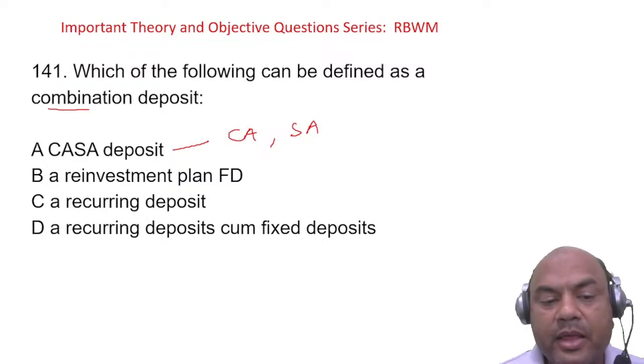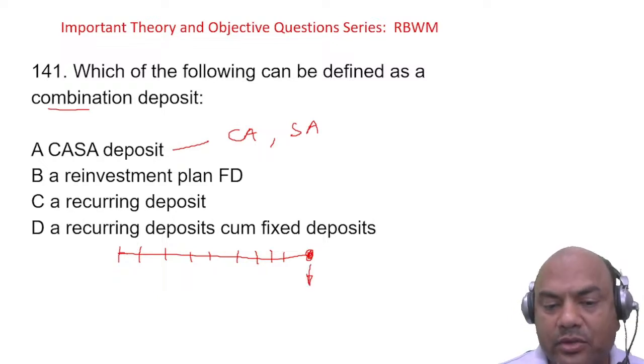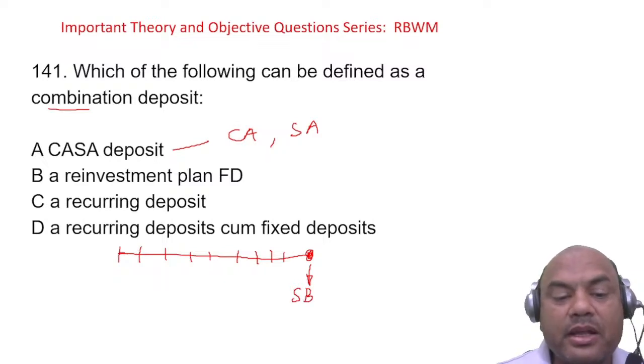Here it's like this. Recurring cum FD means what? See here, I'll go on depositing. Recurring means I'll go on depositing for, let's say, 11 months. Simple, I'll keep it. And on maturity, I'll get the full amount. This full amount is transferred to my savings account, right? On maturity, along with the interest. So that is simple recurring.